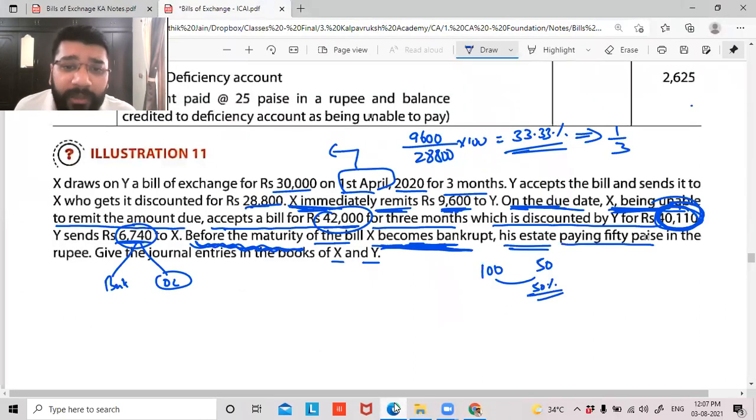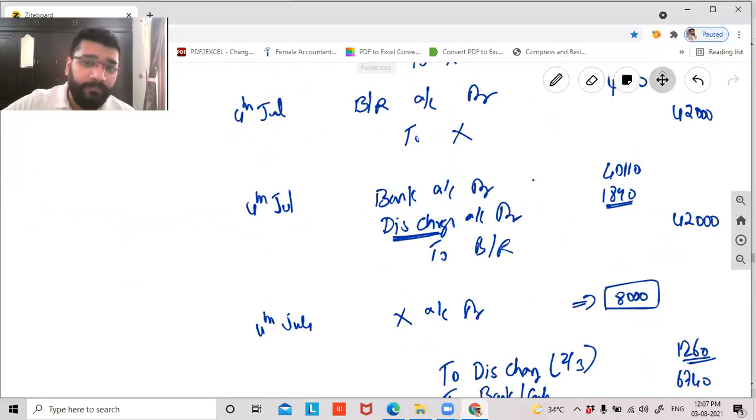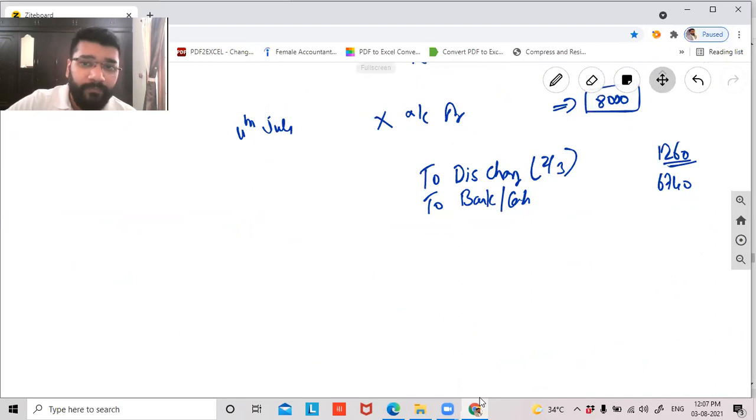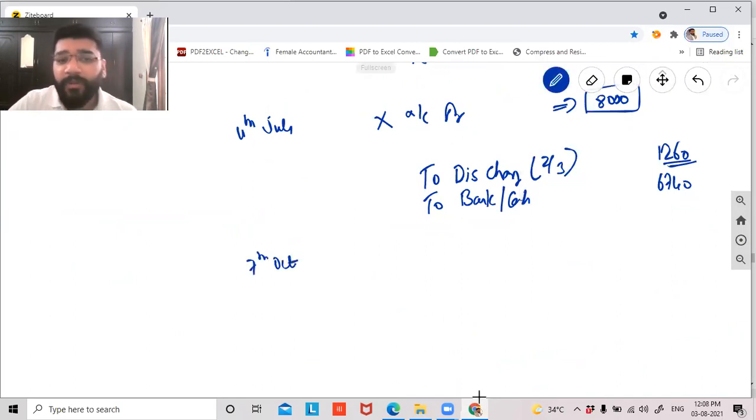Please tell me, what is the maturity date? The second bill is drawn on 4th of July. 4th of July plus 3 months plus 3 grace days is how much? October 7th. On 7th October, Axis Bank would have been waiting and expecting money from X. Till the end of the day, if X is not giving the money, Axis Bank will automatically take money from Y's bank account.